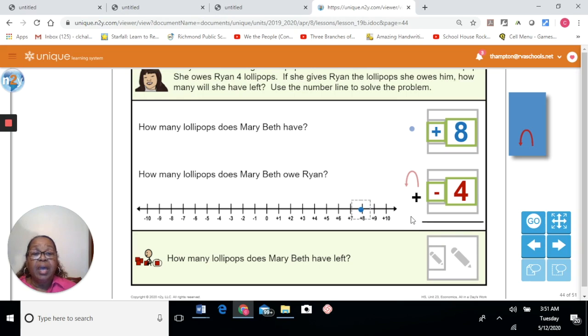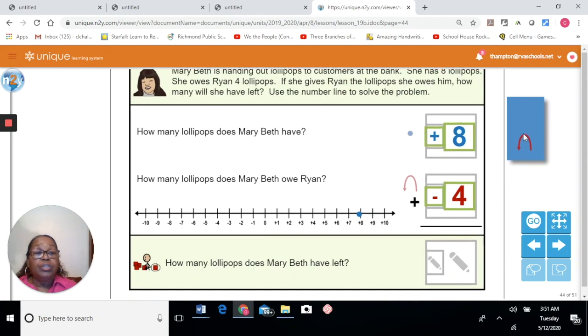Okay, now I need to move to add negative 4. So if I'm adding a negative number, I'm going to move to the left. And how many times am I going to move? 4 times. So we're going to see if we can use this little loop right here and move. We're on 8. We're going to move 4 times.